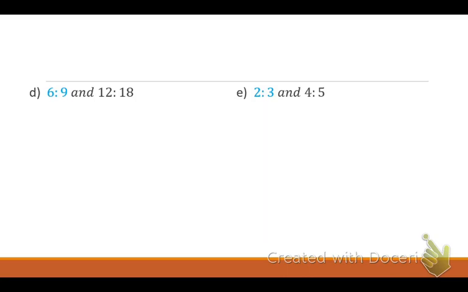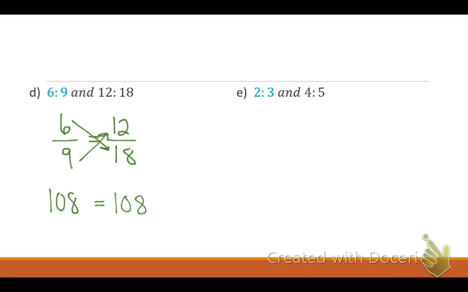All right, so all we're doing is putting these ratios into proportions and testing whether or not they form a proportion. Go ahead and do these 2 together in your groups and check your answers with your buddies. All right, so on the next one, 6 over 9 equals 12 over 18. 9 times 12, 6 times 18.